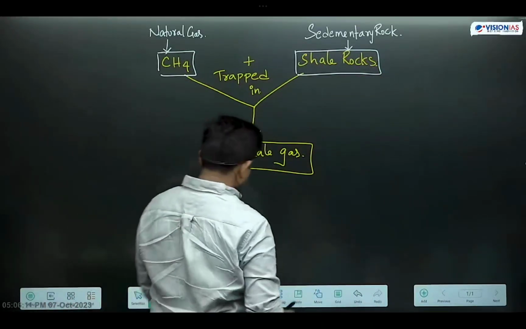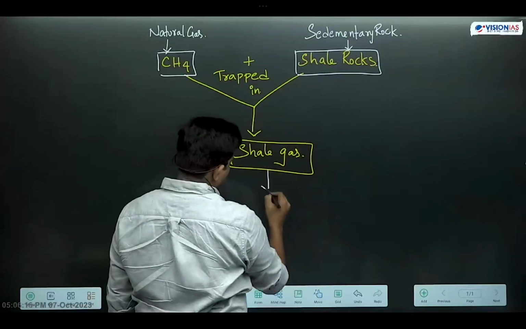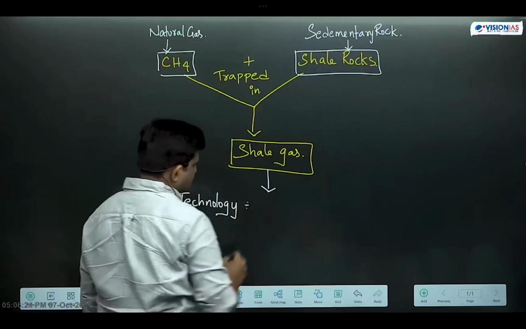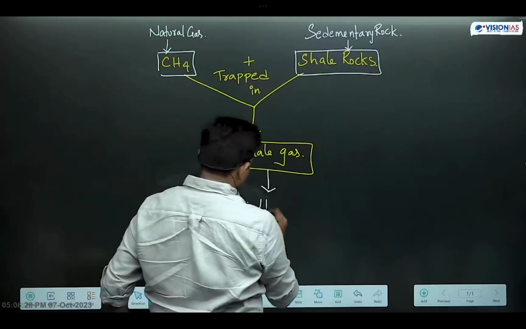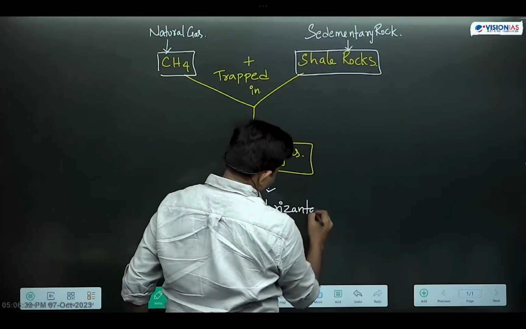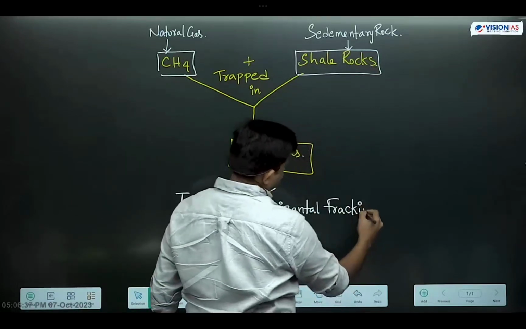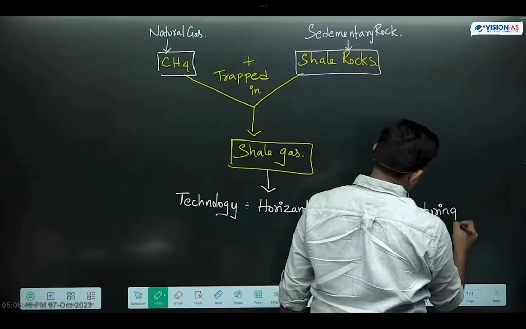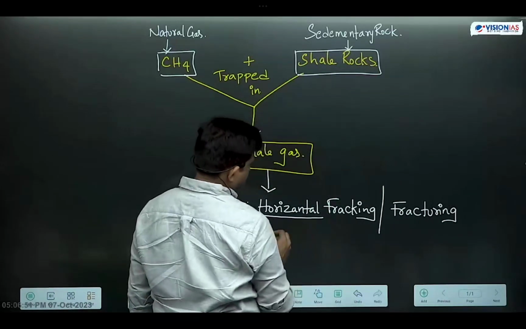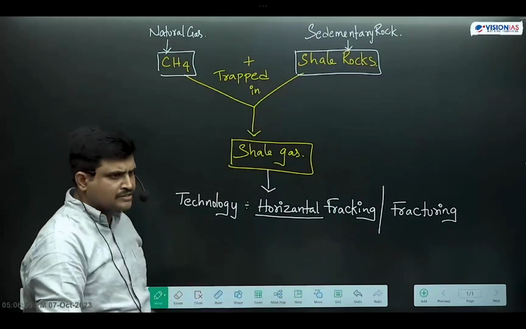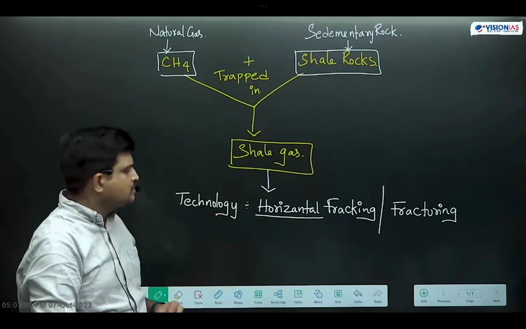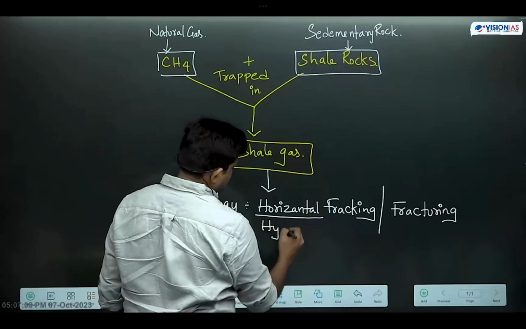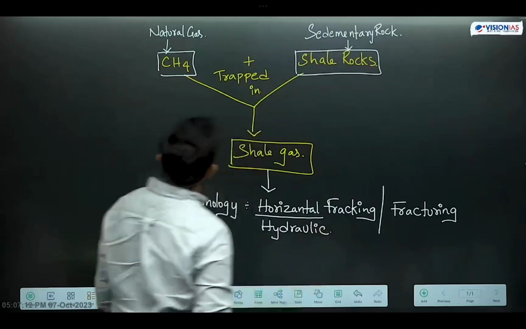Next, how is this shale gas extracted? What is the technology? The technology used in shale gas extraction is horizontal fracking, or fracturing technology. Horizontal fracking or fracturing technology is what is used in the extraction of shale gas. We can also call it hydraulic fracking or hydraulic fracturing technology.